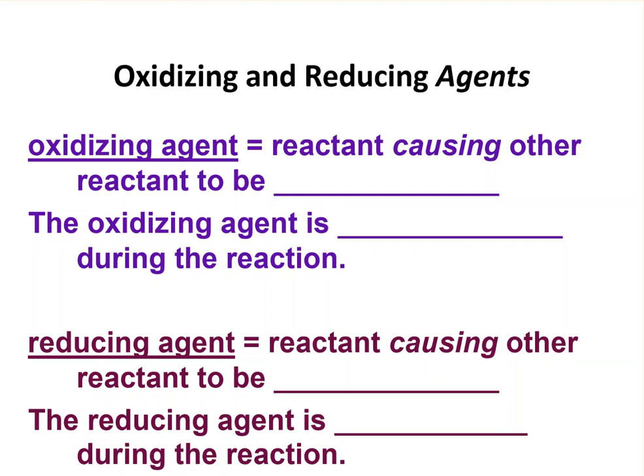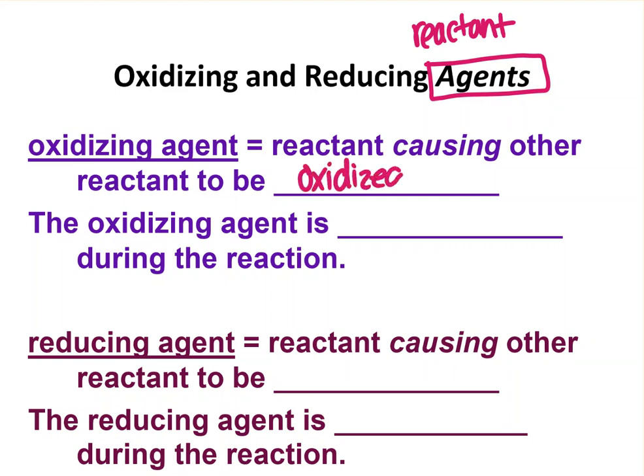Okay, this is another way of looking at it and assigning these. When we say agent, that means reactant. So the oxidizing agent is the one that is oxidizing the other one. So it is causing the other reactant to be oxidized. The oxidizing agent itself is being reduced in the reaction. It's oxidizing the other one, it itself is being reduced. The word oxidizing agent comes because of oxygen. Oxygen is a great oxidizing agent.